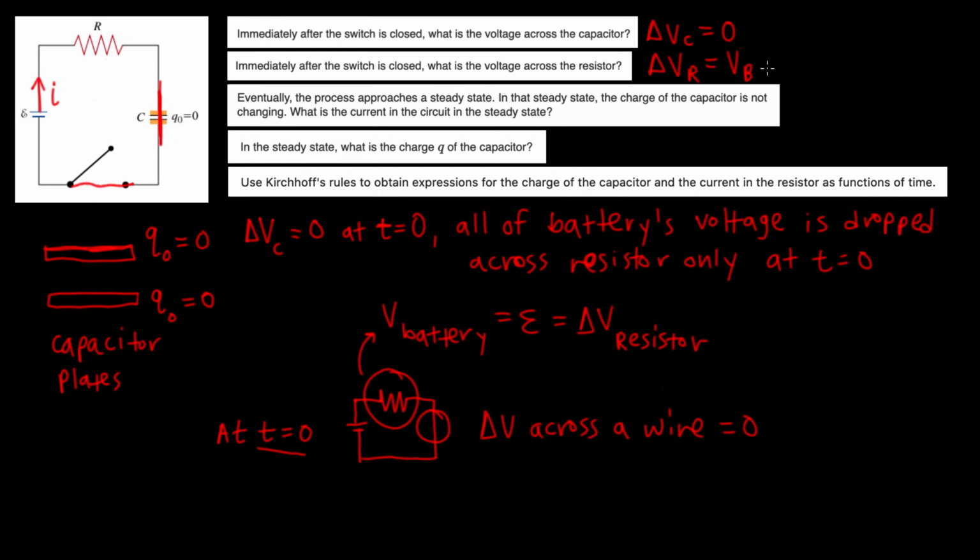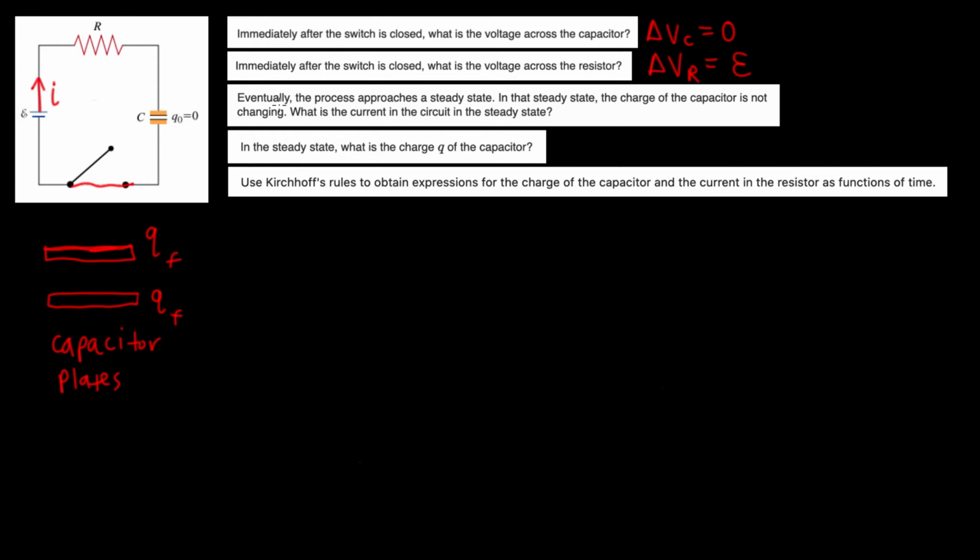And so that's the answer for number 2, that the voltage across the resistor is equal to the voltage across the battery, which is equal to the voltage of the battery, which is EMF of the battery. And that's all due to the fact that we can ignore the capacitor for now because it acts like a piece of wire at time equals 0.